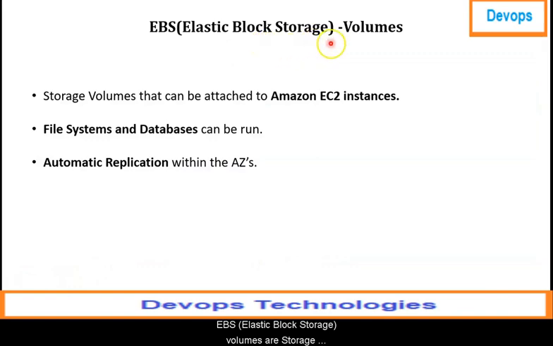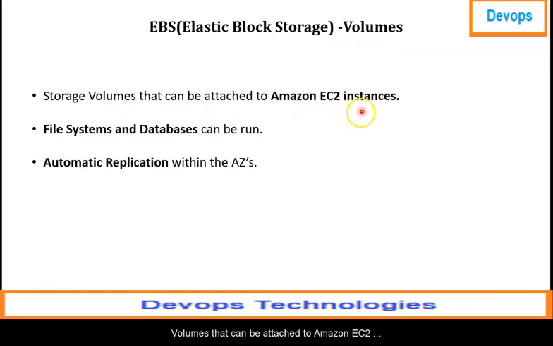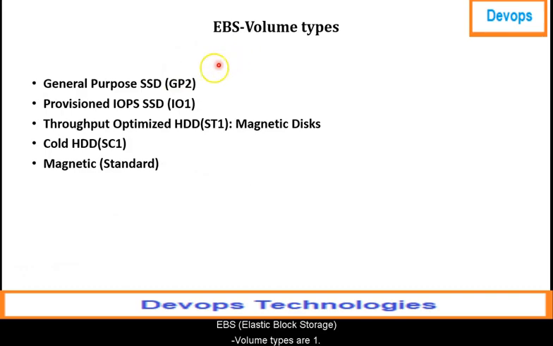EBS, that is Elastic Block Storage, volumes are storage volumes that can be attached to Amazon EC2 instances. File systems and databases can be run on this volume. Automatic replication within availability zones. Elastic Block Storage volume types are: first one is general purpose SSD, GP2, which has the feature of balance of price and performance. Ratio of 3 IOPS per GB with up to 10,000 IOPS and the ability to burst up to 3000 IOPS for volumes under 1 terabyte.